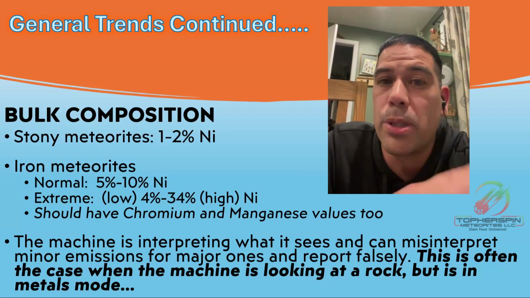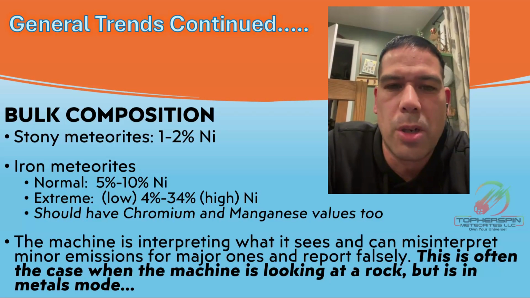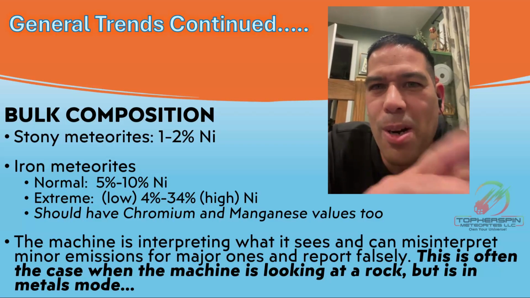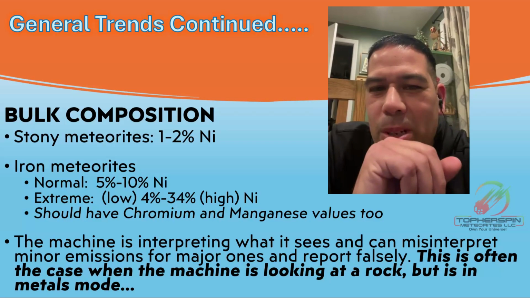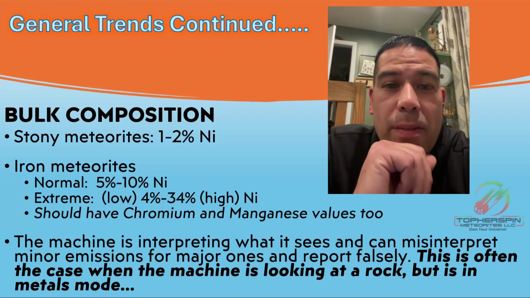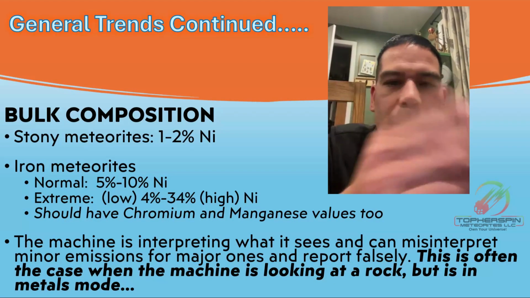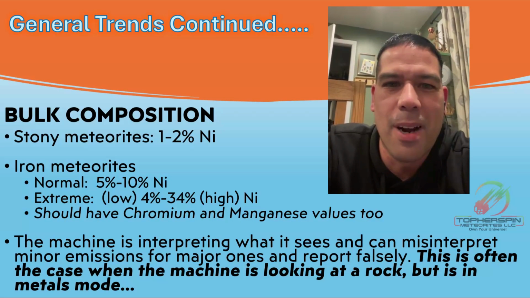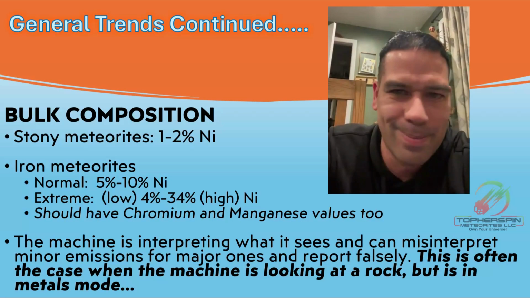And again, that's percentages. One of the other things you'll notice is how the machines read: they'll read in parts per million and also read in percentages. You've got to be real careful because sometimes it's hard to look at the numbers and tell which is which. But yeah, for irons, if you're below that 4% nickel, it's not. If you're above the 34%, it's out of range.